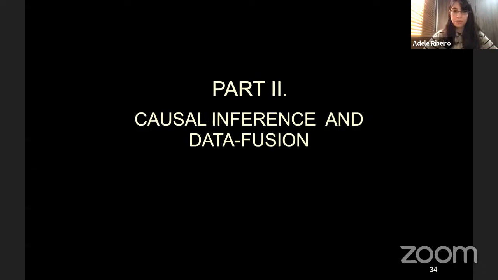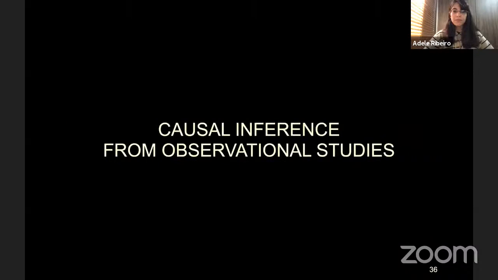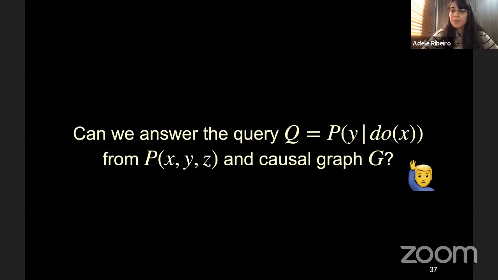As a recall, we have these tasks that I mentioned before, and now I'm going to talk a little bit more about task one, that's causal inference for non-experimental studies. So how can we answer this query, the probability of Y given do X? How can we infer the interventional distribution by using the observational distribution and the causal graph? Now we have these two inputs, the observational distribution and the causal graph. As I said, it's necessary to have the causal graph. How can you use these two inputs to infer the interventional distribution?